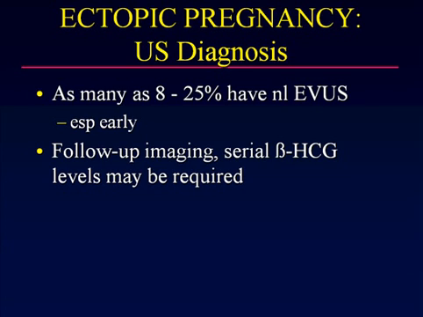So to reiterate, as many as 8 to 25% of patients with ectopic pregnancies will have a normal endovaginal ultrasound initially, particularly if you evaluate them early in gestational age. These are those so-called pregnancies of unknown location that we've talked about earlier. So it's important to remember that follow-up imaging and serial beta HCG levels may be required in order to make the diagnosis.